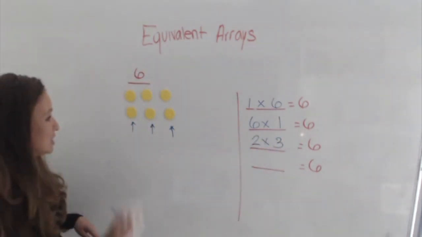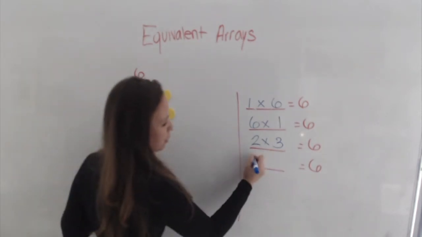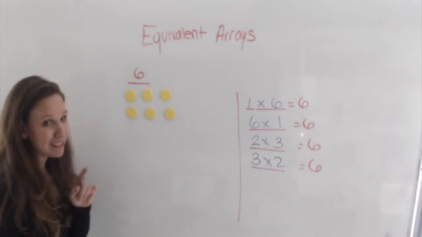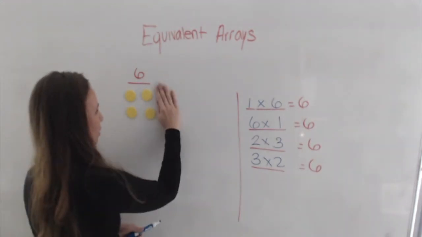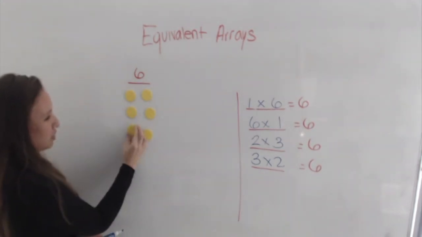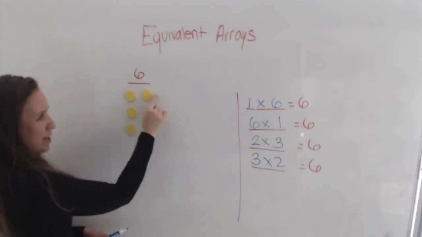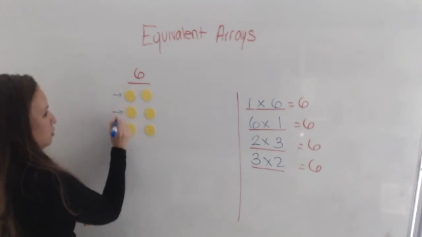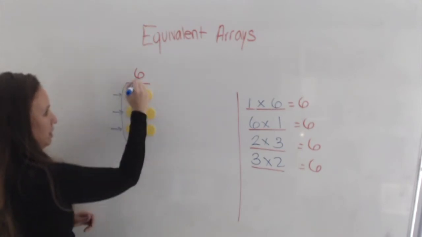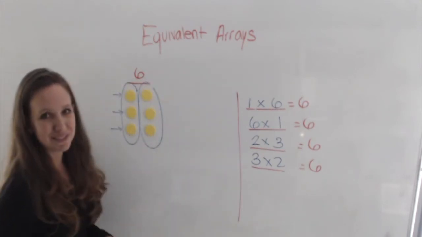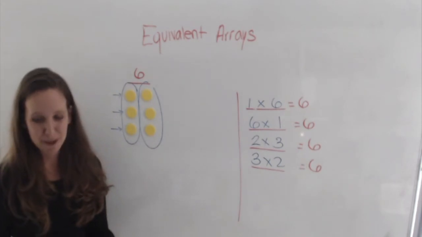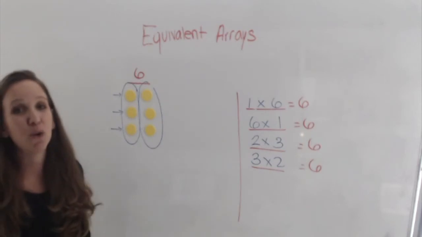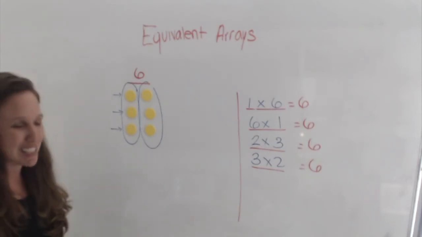And what did we say about mixing up the order? My last answer is just going to be 3 times 2, the opposite order. But if you want to show me, which is really important, watch this. We can just move these down here. 3 rows and 2 columns. That's what we're doing today. We are finding equivalent arrays or equivalent multiplication statements.